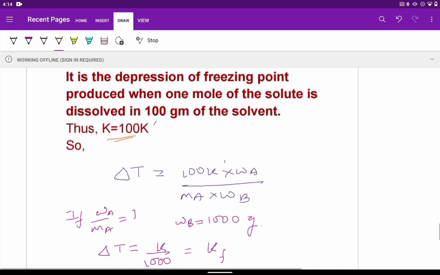So here instead of K we can also write 100 K dash, because earlier we got the equation K into Wa by Ma into Wb. So here in place of K we can put 100 K dash. So we get delta T is equal to 100 K dash into Wa by Ma into Wb.